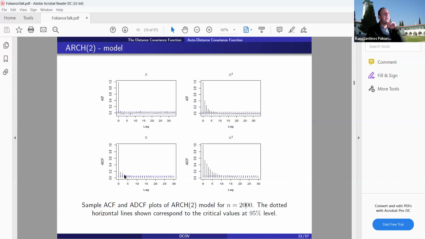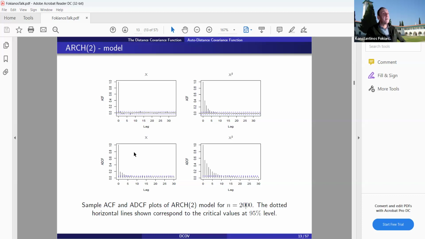This is the distance correlation function for X and X square. So this is for the process X and this for the process X square. You see this discovers exactly what we want. And this is the important thing. We understand that X is a dependent sequence. So you see these are the blue dots here.